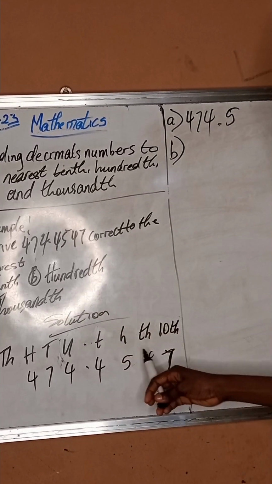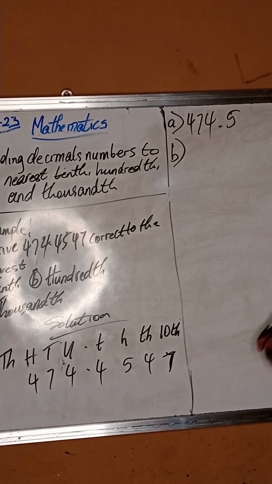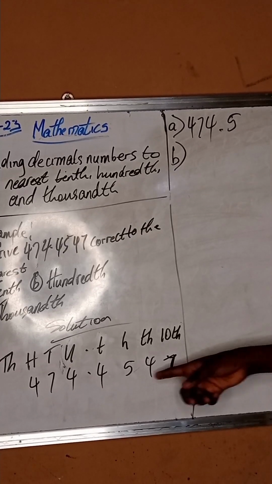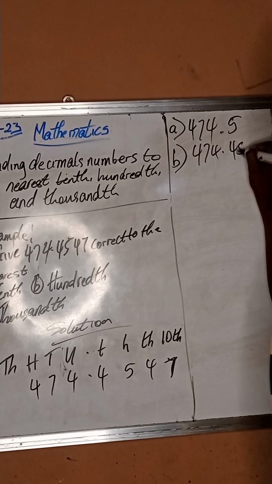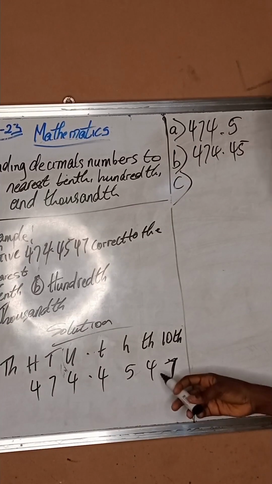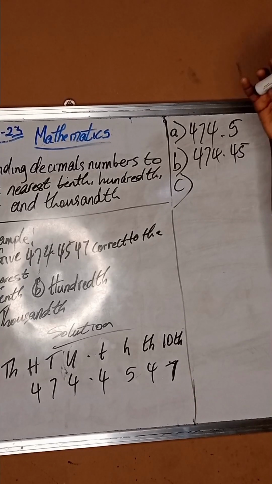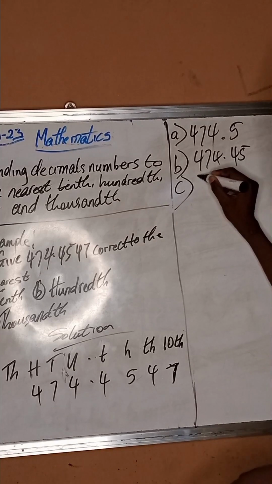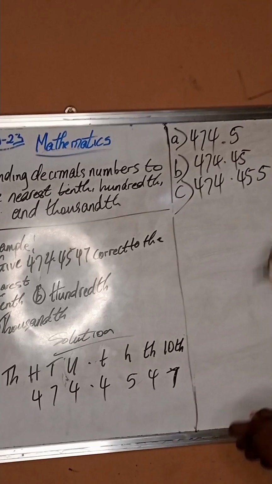B, hundredth. The hundredth digit here is 5. If you look to the right of 5, you see 4. Is 4 less than 5 or more than 5? Less than 5. So you disregard the number. That will be 474.45. C, thousandth, which is 4. The ten-thousandth is 7. Is it greater than 5 or less than 5? Greater than 5. So you add 1 to the 4. That's 474.455.